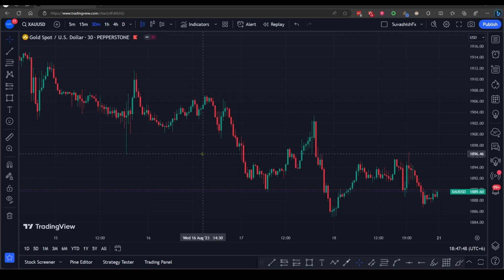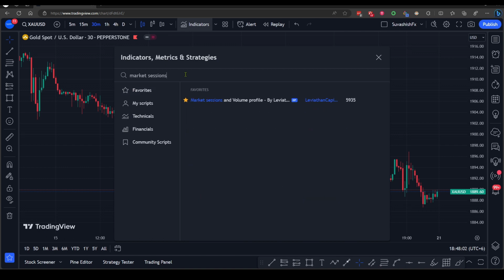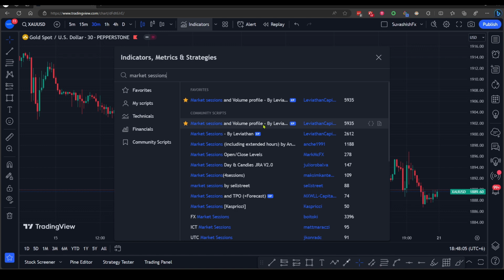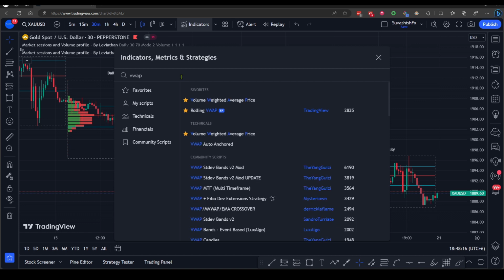Okay, so here's the updated version of this video. I'm going to show you how to add the volume profiles indicator and VWAP. So let's go to the indicators tab and type market sessions, and you will see that one. Click it 2 times. Okay, as you can see, and then next type VWAP, the default one. That's the default one, VWAP.